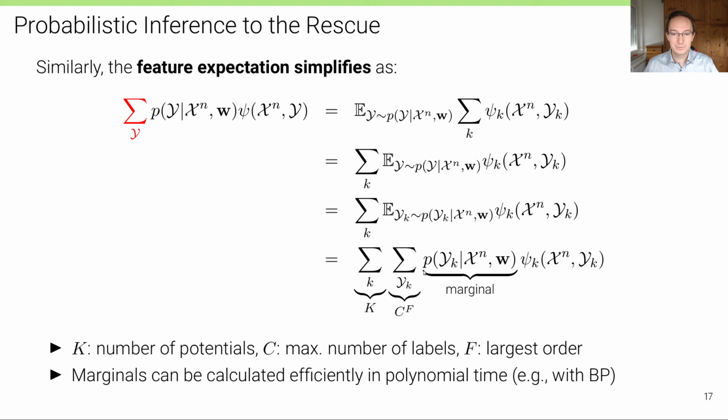And what we have to compute before summing this up is the marginals for a particular configuration of nodes. And we know that these marginals can be computed for tractable graphical models with not too high order cliques efficiently using belief propagation. So we have an efficient way of computing these marginals, and then we need to sum up the product of these marginals with the features. And we have to do this for all the potentials in the graphical model.